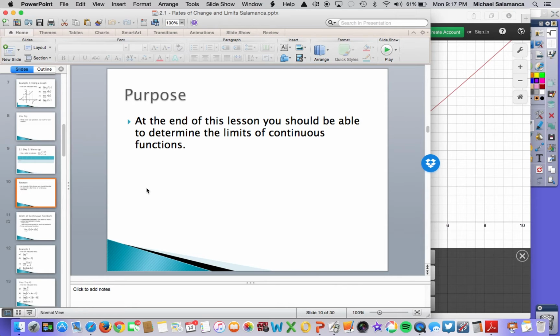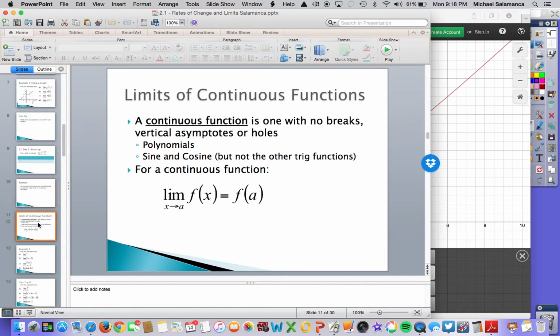At the end of this lesson, you should be able to determine the limits of continuous functions. Now, when finding the limits of continuous functions, we need to define that. A continuous function is one with no breaks, vertical asymptotes, or holes. These are typically polynomials or sine and cosine functions, but not the other trig ones. So in order for a function to be continuous, the limit as x approaches a of f of x should be equal to f of a. What this is saying is that if I were to substitute this value for a into this function, we would have a function that worked nicely.